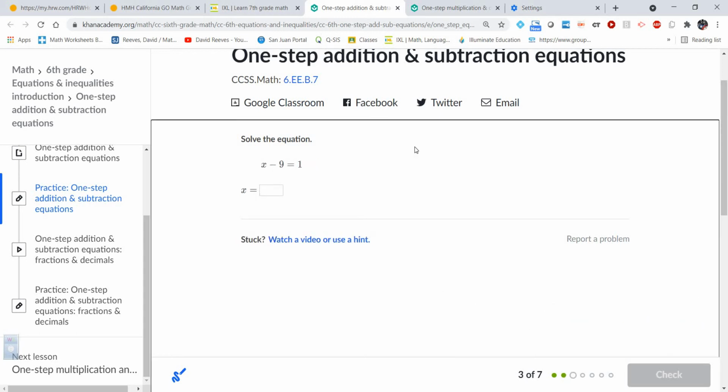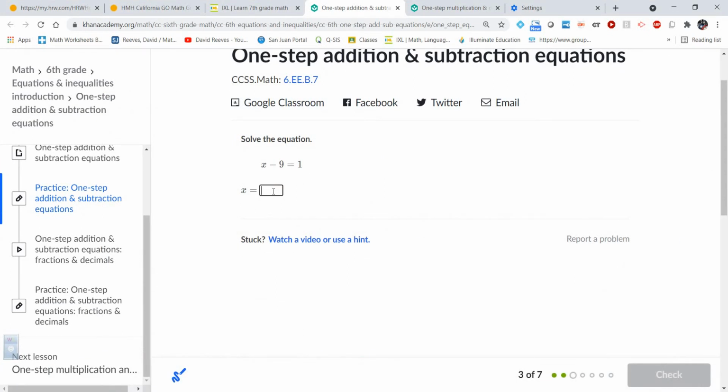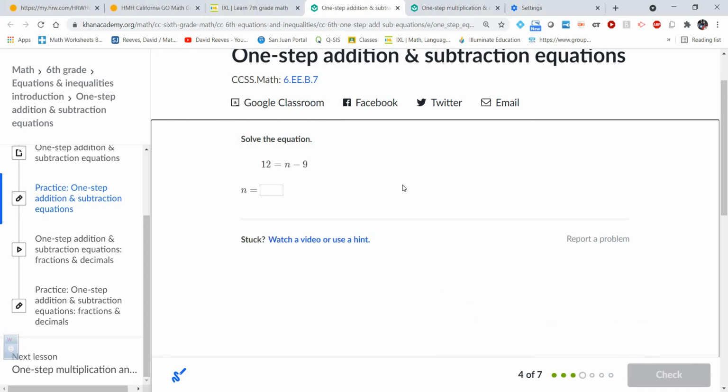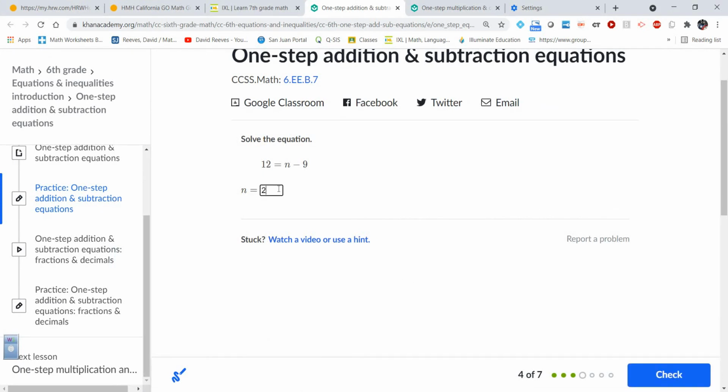Hopefully this next one's a subtraction problem, and there it is. You see we have x minus 9 is equal to 1. I'm going to add 9 to both sides using inverse operations. The inverse of subtracting is adding, and 1 plus 9 is 10. And you can see that 10 minus 9 does in fact equal 1, so 10 is our correct answer. All right, so again, when you have an equation with addition, you subtract to get the answer. When you have an equation with subtraction, you add. Here we go, 12 plus 9, 21.